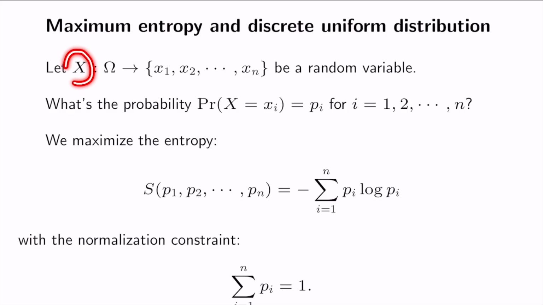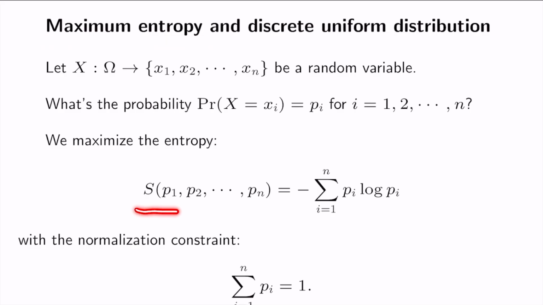Suppose we have a random variable x from some sample space omega to a set of n values. How can we determine its probability distribution? For that, we may use a technique called the principle of maximum entropy.